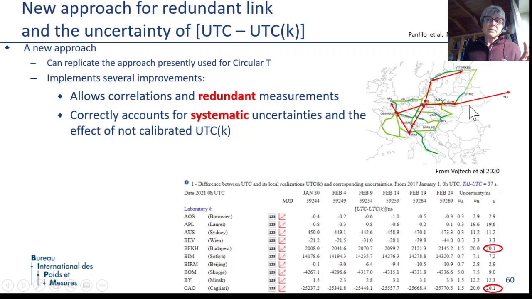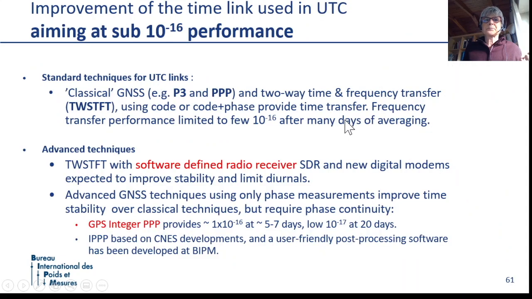Calibration of the measurement system is fundamental in timekeeping. And you see in the Circular T we have a laboratory with 20 nanosecond uncertainty, but it is not really 20. It is just that they were not calibrated. This value will be corrected in the future, correctly taking into account the not calibrated laboratory.